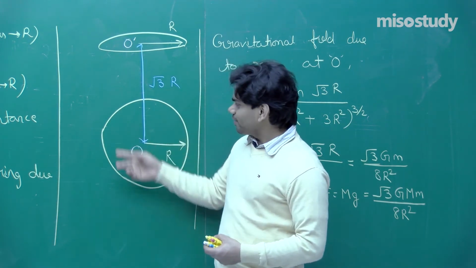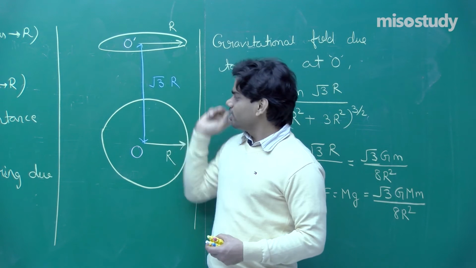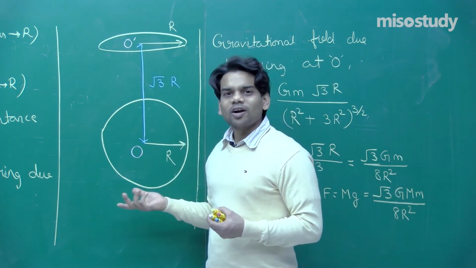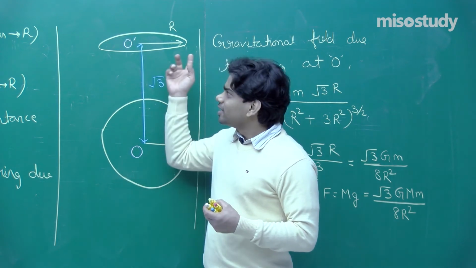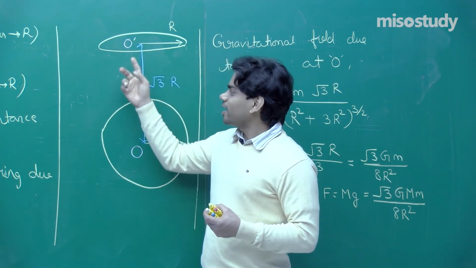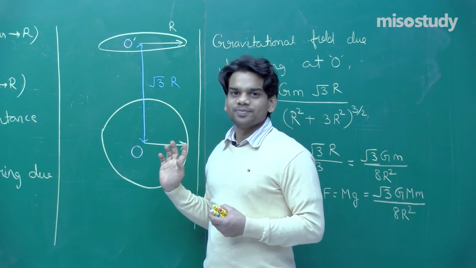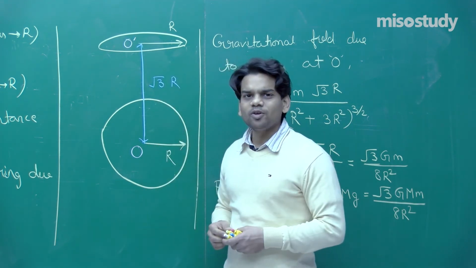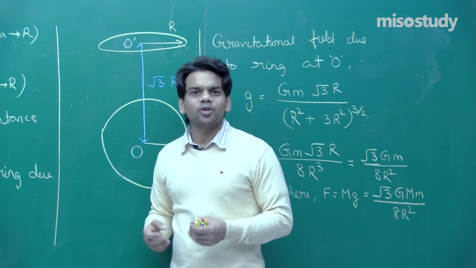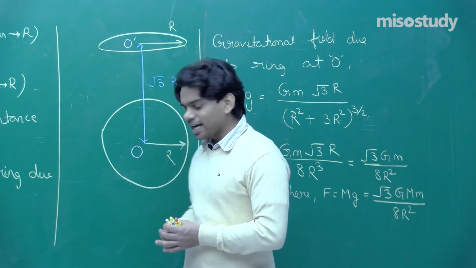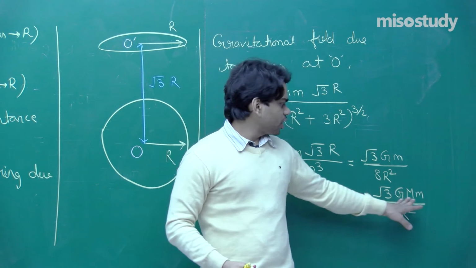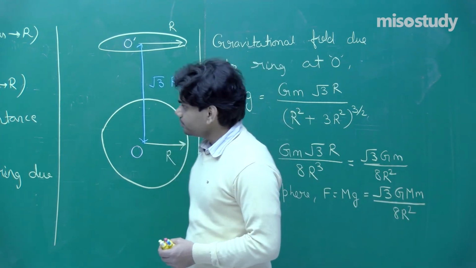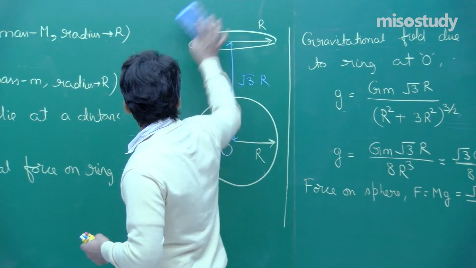So for finding the value of field on the periphery of the ring, the entire sphere was treated as kept at its center. We took the value of force due to the entire ring, just put the sphere at its center and tried to find out the value of field at this point, and substituted the value of point mass capital M, which is equal to the mass of the sphere. Simple. We did, and the value came out to be root 3 GMm upon 8r whole square. Simple. Let's go ahead with the next problem.